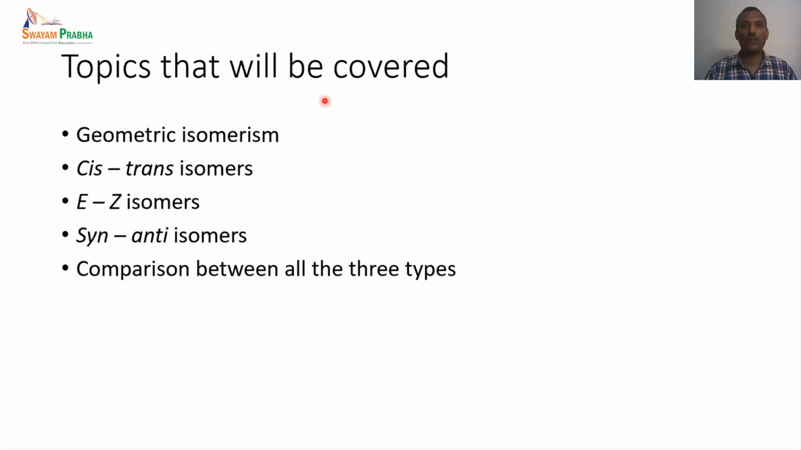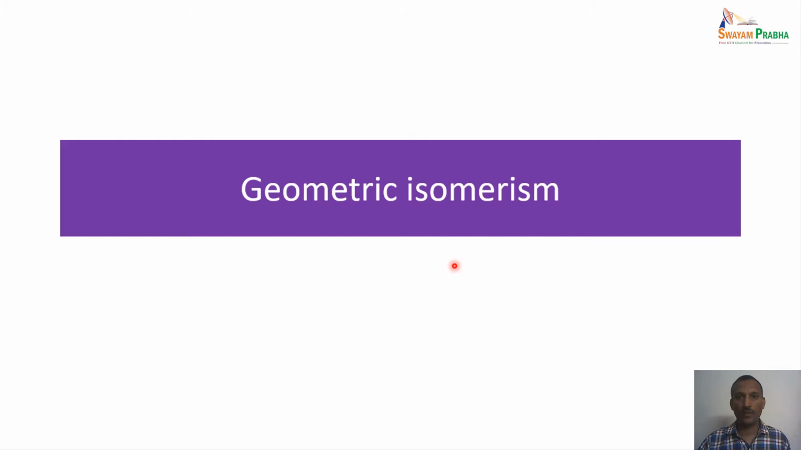The topics that will be covered in this particular session include studies about geometric isomerism: what is the definition of geometric isomerism, what are the different types of geometric isomerism, what are cis-trans isomers, what are EZ isomers, and what is Syn-Anti notation. All these details we will be studying. We will also be studying the comparison between the three types, and under what circumstances we will be using cis-trans isomerism. The nomenclature as cis-trans isomerism, EZ isomers or Syn-Anti notation will be discussed. Let us start the next session.